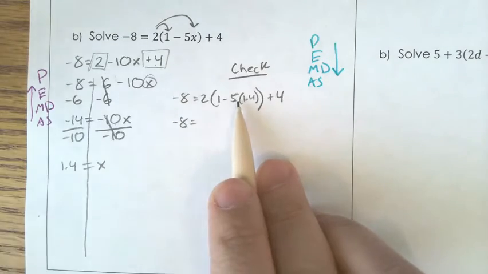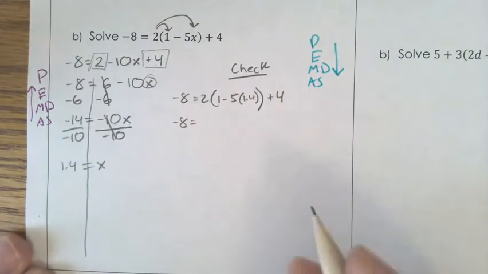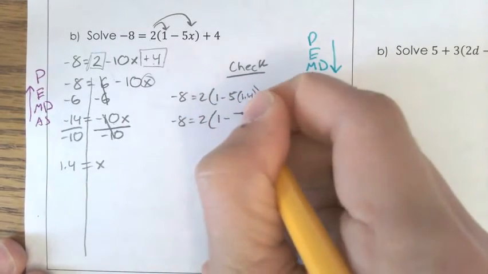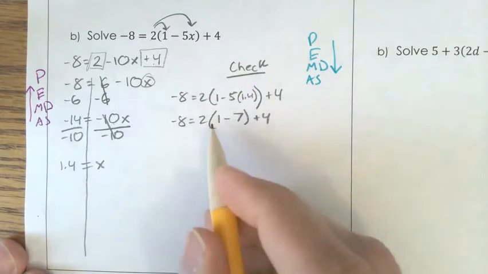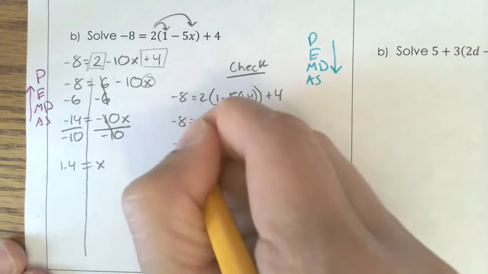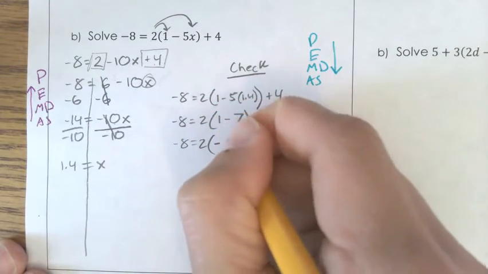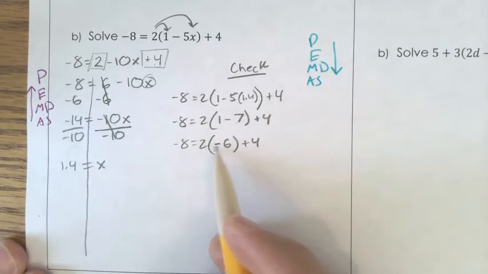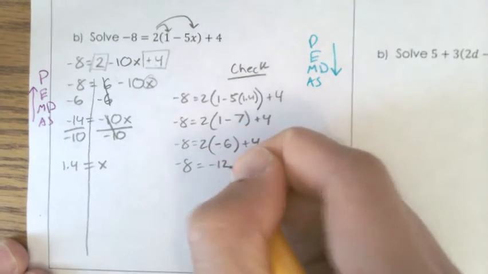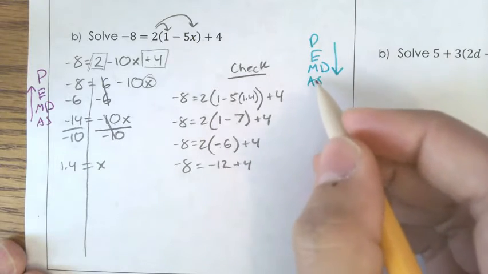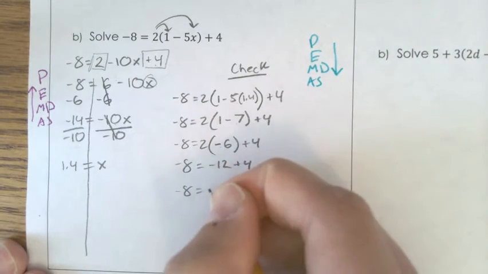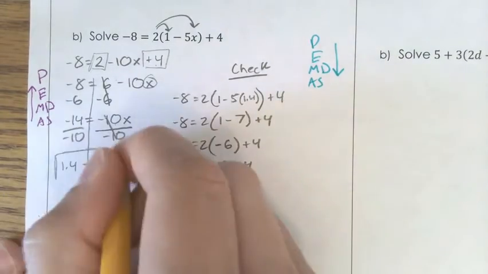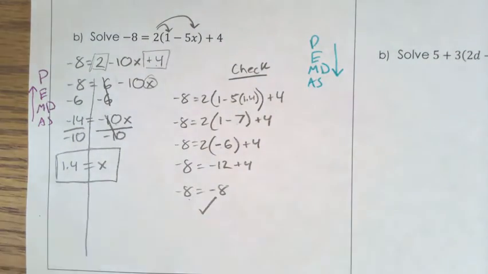So -5 multiplied by 1.4, you can write that out or use your calculator, like I said. That's going to come out to -7 or 1 minus 7. Now we're still working in the parentheses. 1 minus 7, that's going to be -6. Now we're moving on to our multiplication. 2 multiplied by -6, it's going to be -12. And lastly, our addition. -12 plus 4 is -8. Oh, and that's what we wanted to get. That was the goal. So we are correct. X is 1.4. Good work.